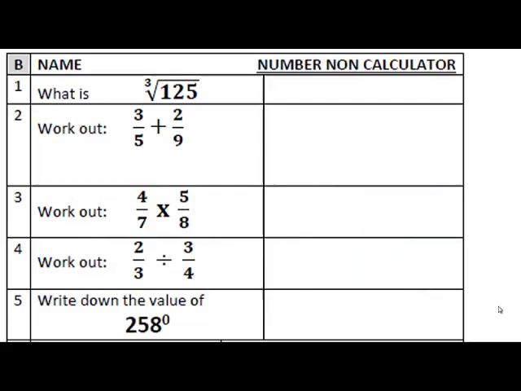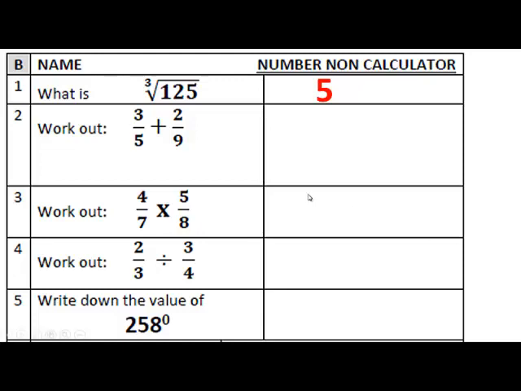So question 1, we should know from before, that symbol there means the cube root of 125. What's 3 same numbers times together to give you 125? And that's going to be 5. Because 5 times 5 is 25. 25 times another 5 is 125.